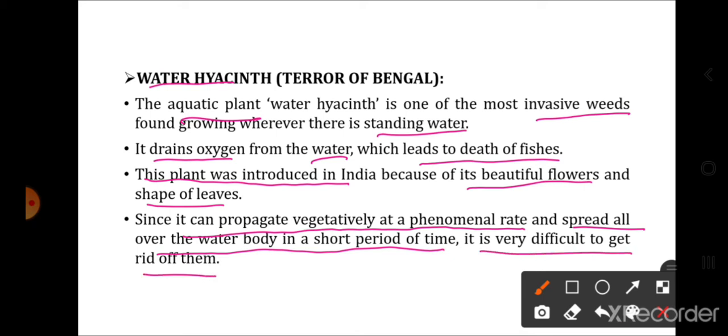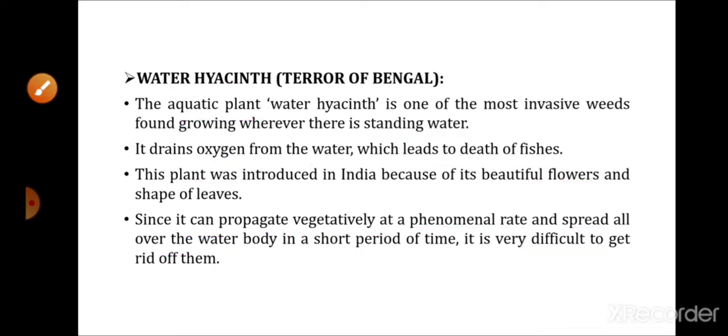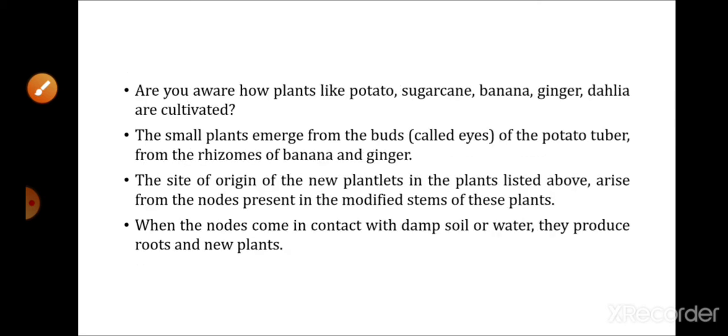The process of vegetative propagation occurs very fast in water hyacinth, and hence within a short period of time it covers the entire water body, and as it covers the entire water body, it is very difficult to remove it. Suppose if we remove it from some part, then it might have grown in another part. So that is regarding the water hyacinth, commonly also called the terror of Bengal.